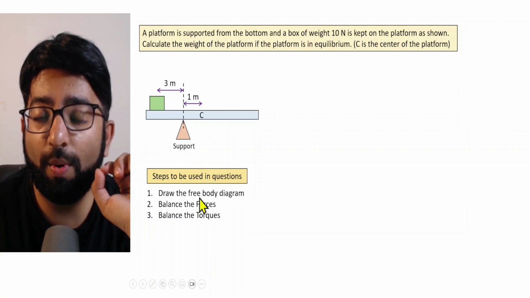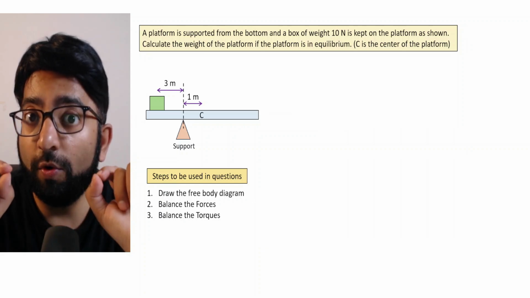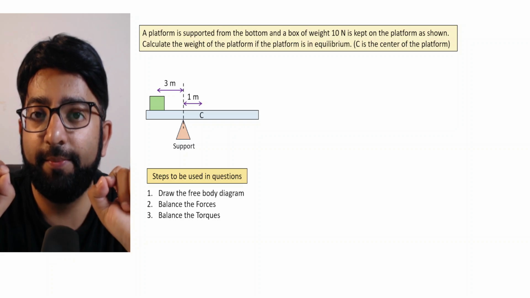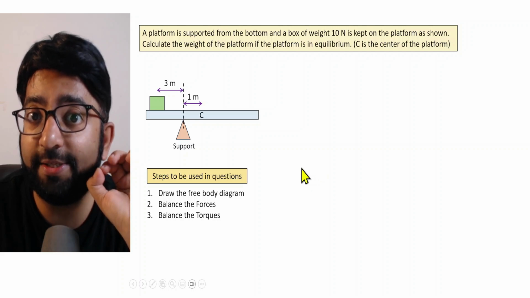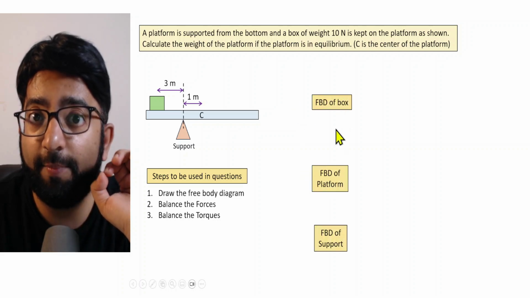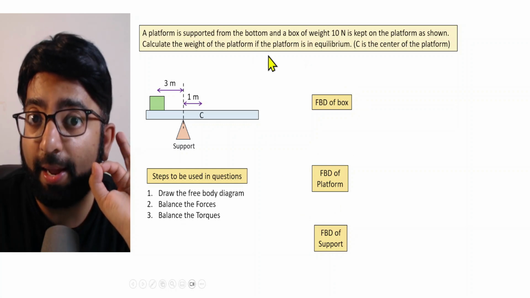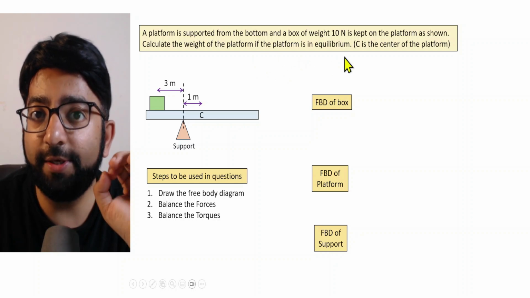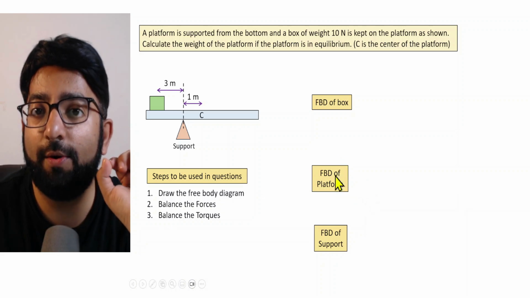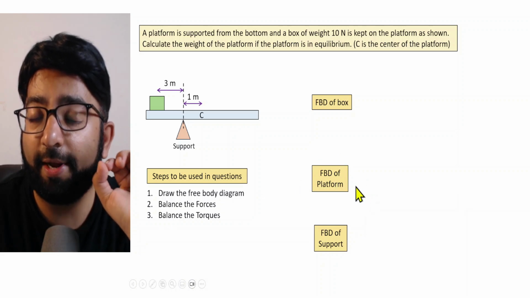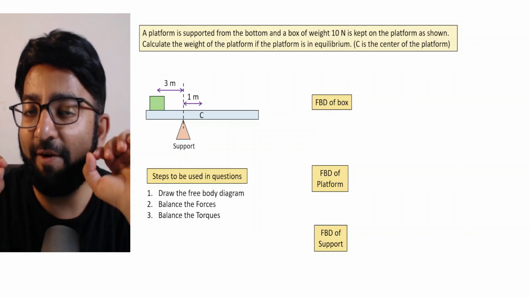So starting with step number one, in order to figure out the free body diagram, it is important for us to represent forces acting on objects very clearly. And for that reason, we will be drawing individual free body diagrams for each object. So FBD for the box, for the platform, and for the support. Now the question mentions the platform is in equilibrium, so all the calculations we will do only for the free body diagram for the platform. But just to make sure that we are drawing the FBD for the platform right, it is important for us to determine the FBD for other objects. And why is that important?